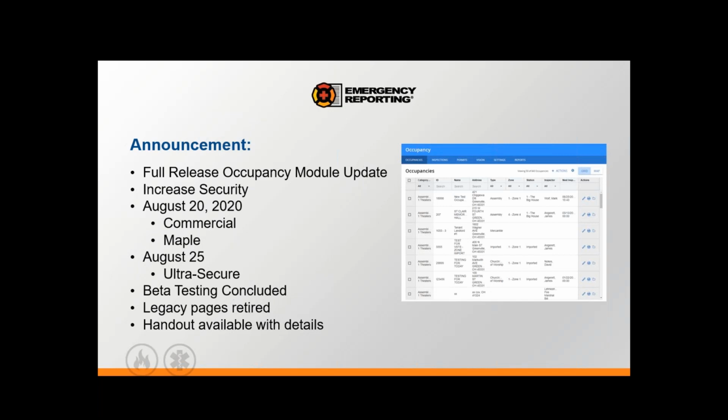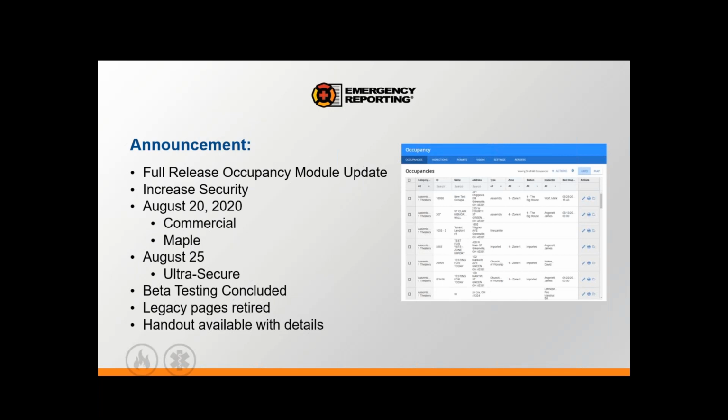As we know, most of our fire prevention folks out there doing inspections should be done with conducting their work at that time, so we'll delay that a little bit. And August 25th, if you're an ultra secure account, which is usually our Department of Defense accounts, that deploy is going to happen on August 25th, and you'll see that.